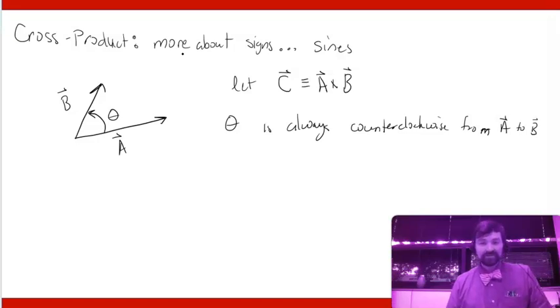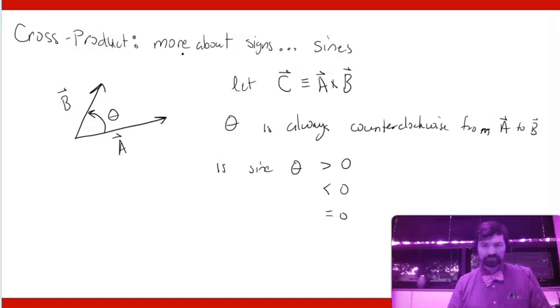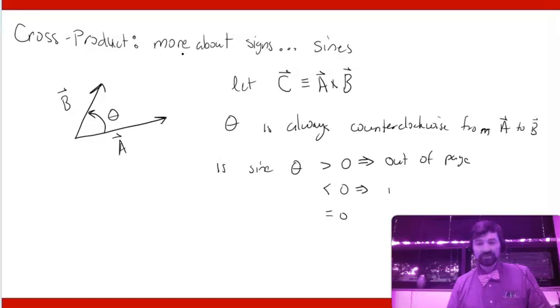Now we ask, is sine theta greater than 0, less than 0, or equal to 0? Well, if it's greater than 0, then the cross product is out of the page. If less than 0, then it's into the page or screen or what have you. And if it's equal to 0, then C itself has a value of 0. So it basically means you got 0 for the cross product.